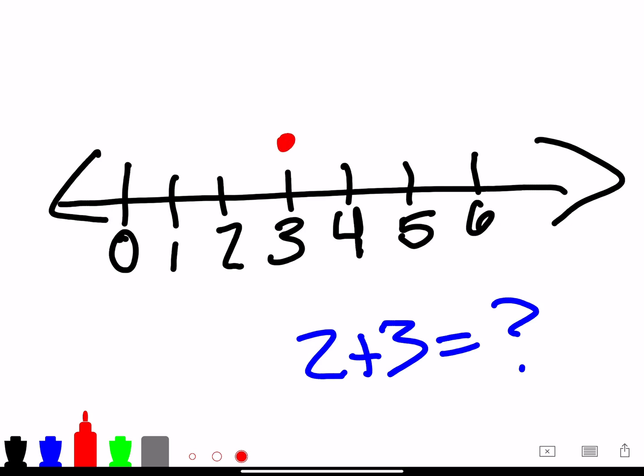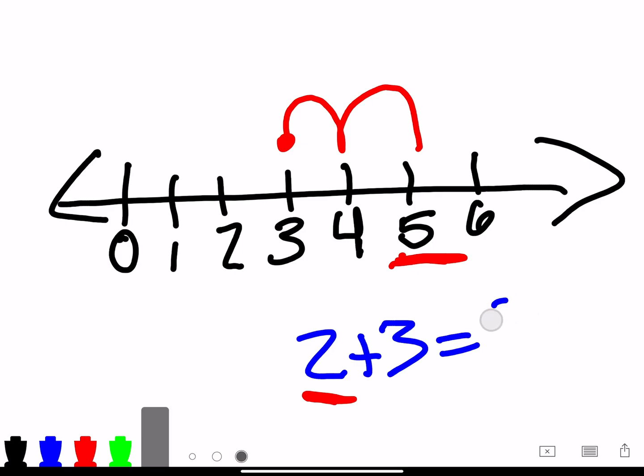If we're going to start on 3, how many more do we need to count on? We're going to count on 2 more since we already used 3. So 1, 2. We've landed on the 5. So our answer is going to be 5.